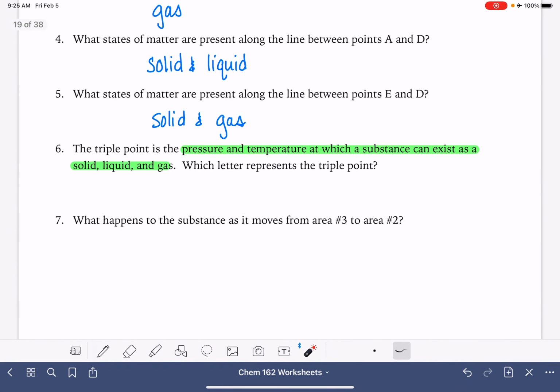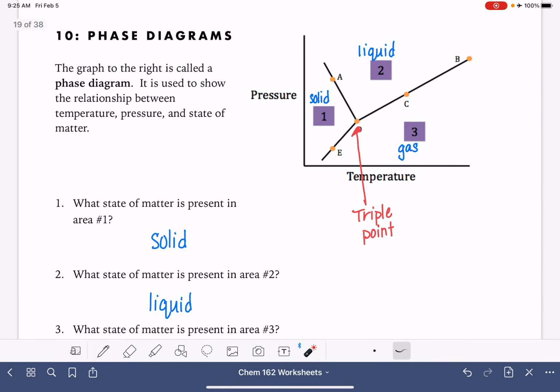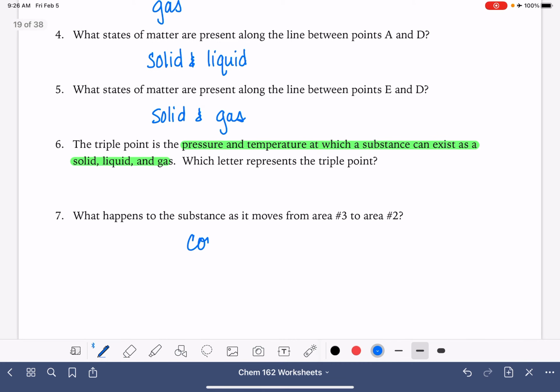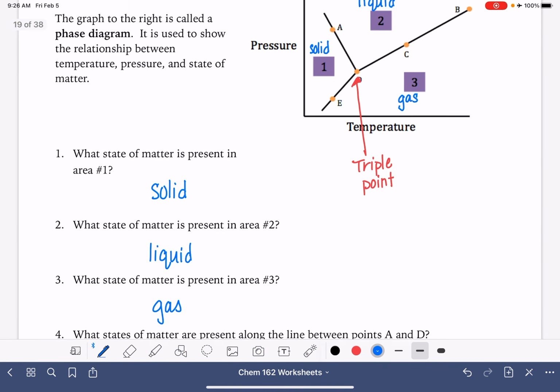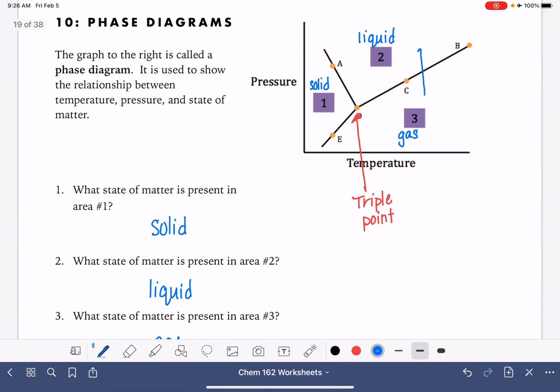And then the last question here is asking what happens to the substance as it moves from area 3 to area 2. Regardless of exactly where we are on the temperature axis, when we're moving from area 3 to area 2, we are going from a gas to a liquid. So this would be a condensation. Let me take a look again at the letter. This looks like letter D. So when we go from area 3 to area 2, this is a condensation.